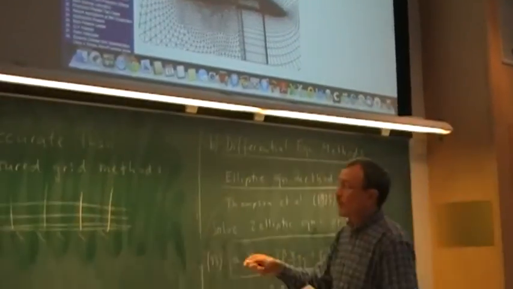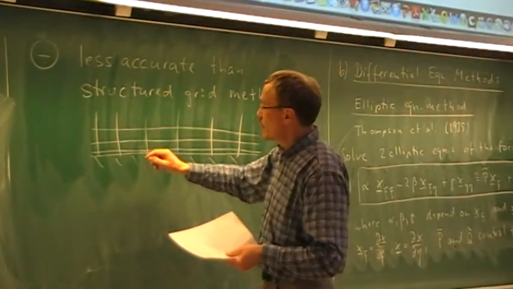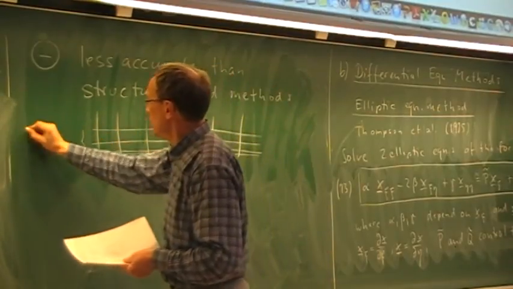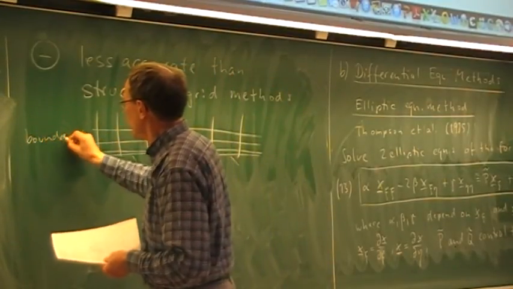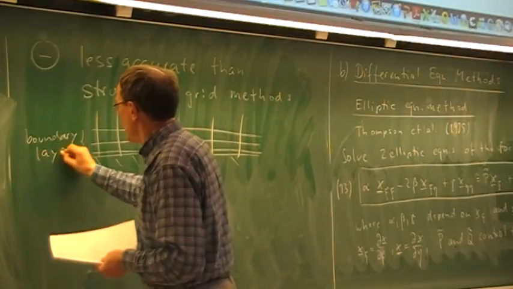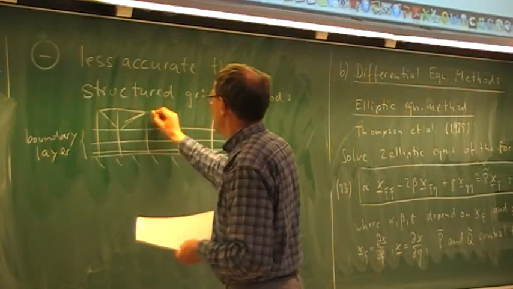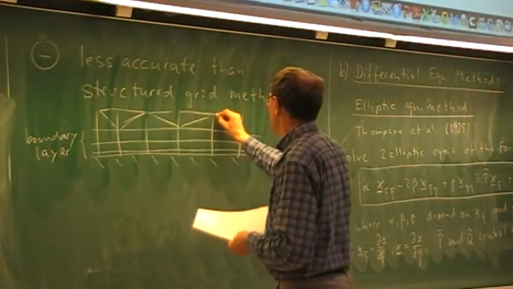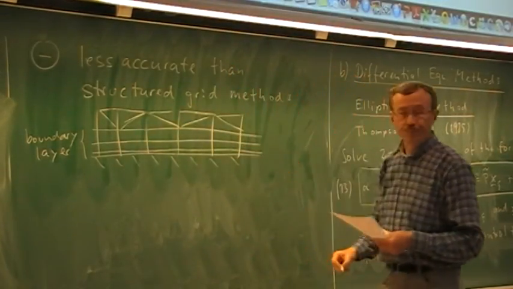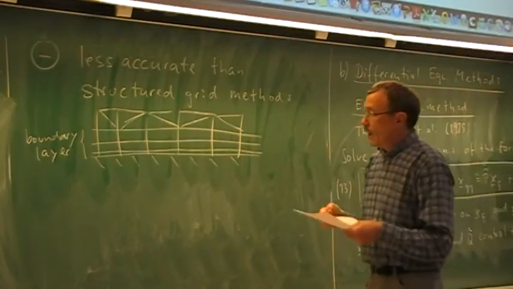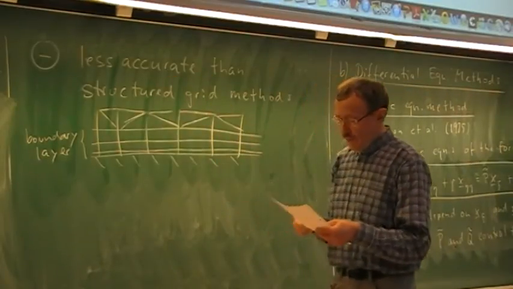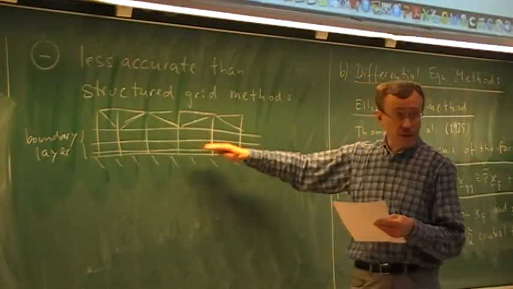If you are then outside of the boundary layer, so this would be the boundary layer, then you can use unstructured grids, whatever you like. But then it's for the accuracy not so critical. Critical are the layers.